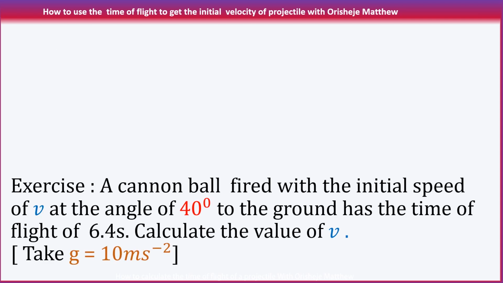A cannonball fired with the initial speed of v at the angle of 40 degrees to the ground has a time of flight of 6.4 seconds. Calculate the value of the initial speed of projection, given that the strength of gravity is 10 meters per second square.